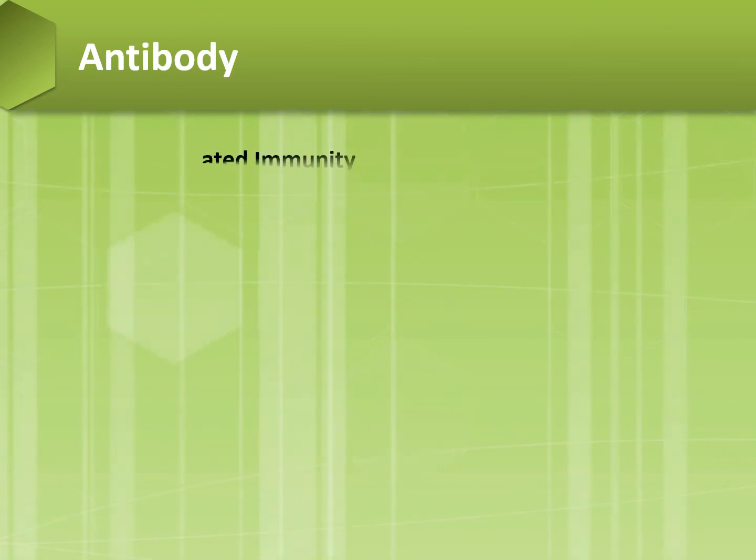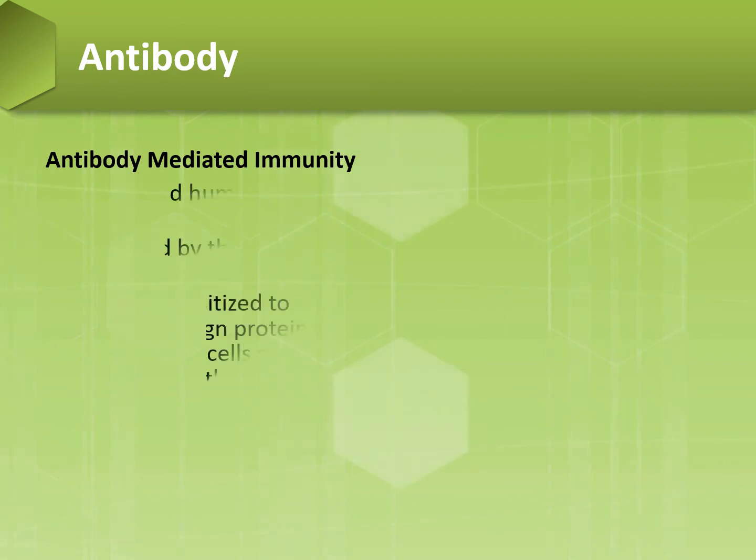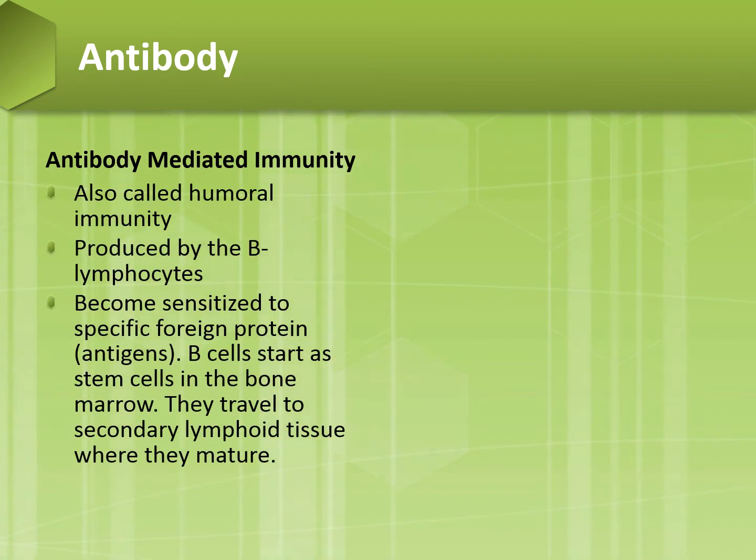Now we're going to talk about the antibody. There is antibody-mediated immunity, also called humoral immunity. It's produced by the B lymphocytes. It becomes sensitized to specific foreign protein, and then B cells start as stem cells in the bone marrow. They travel to the secondary lymphoid tissue where they mature.